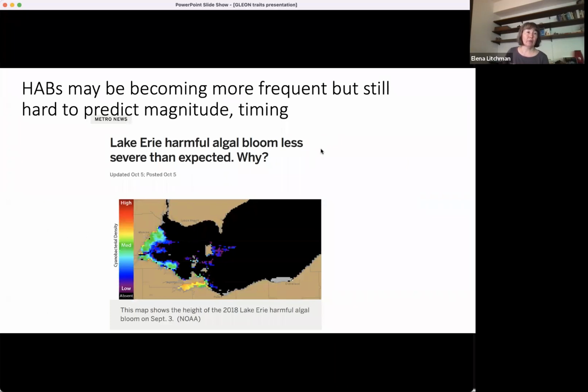So there are several questions that are still unanswered in HAB research. So for example, we know that HABs may be becoming more frequent in the future, at least in some parts of the globe. But still, it is hard to predict the magnitude and the timing of those blooms. So for example, Lake Erie, which has blooms of Microcystis almost every year, those blooms vary in severity. And we still don't know why. Of course, it has something to do with nutrients and temperature, but we don't have the exact answers yet.